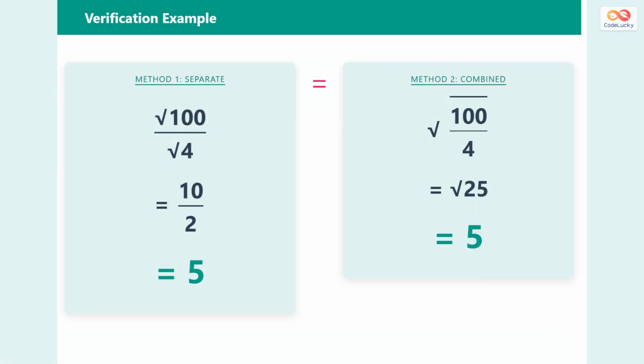Let's prove this with real numbers. Look at the square root of 100 divided by the square root of 4. If we compute them separately, we get 10 divided by 2, which equals 5. Now, if we combine them first, 100 divided by 4 is 25. The square root of 25 is also 5. Both methods give the same answer.